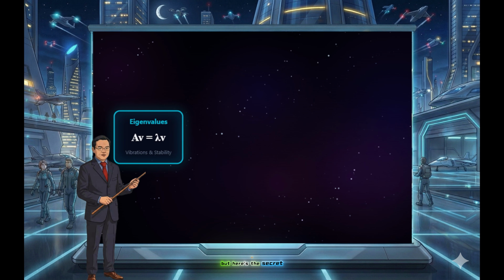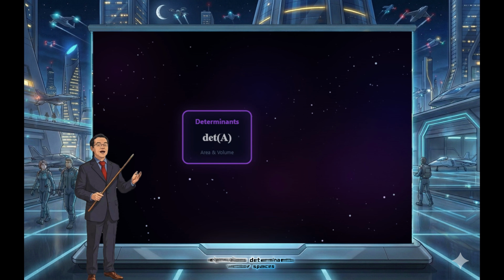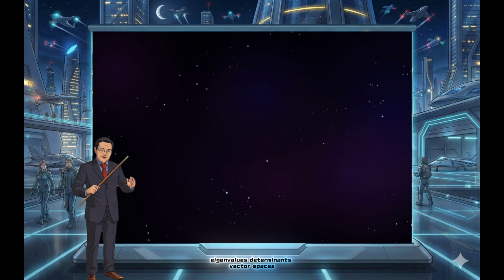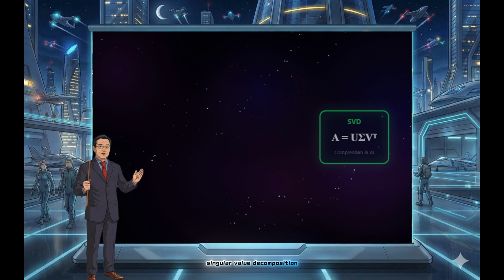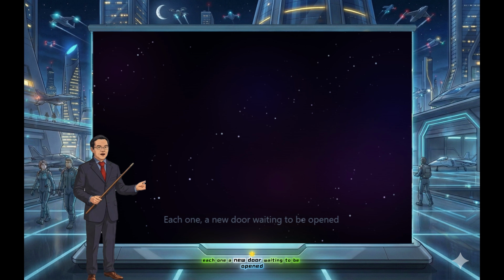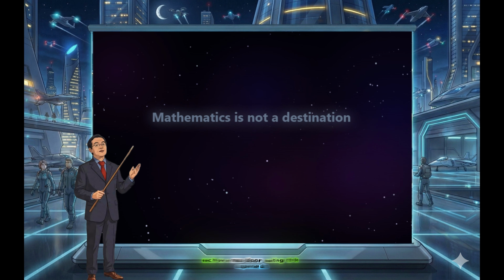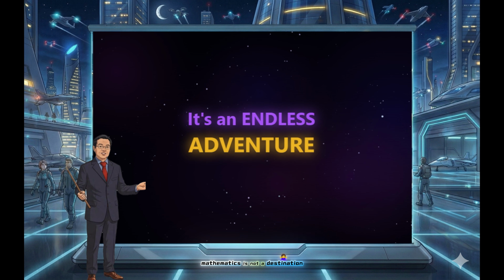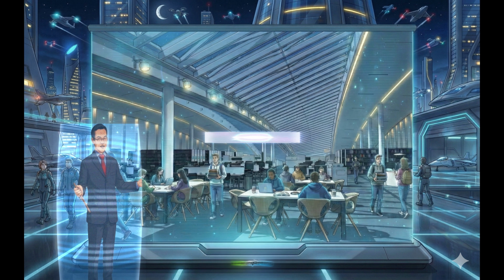But here's the secret. This is only the beginning. Eigenvalues, determinants, vector spaces, singular value decomposition, each one a new door waiting to be opened. Mathematics is not a destination. It's an endless adventure. Keep exploring.